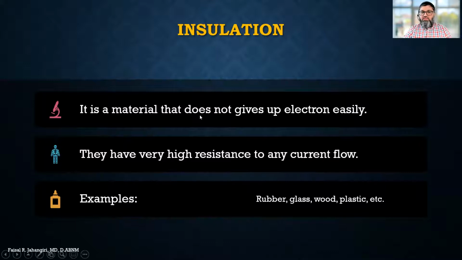Insulation or insulator. An insulator is a material that does not give up the electron easily. So an insulator is the opposite of a conductor. A material which very easily gives up the electron is a conductor, and the material which does not give up the electron very easily is known as an insulator. They have very high resistance to any current flow. Examples again: rubber, glass, wood, plastic, etc.